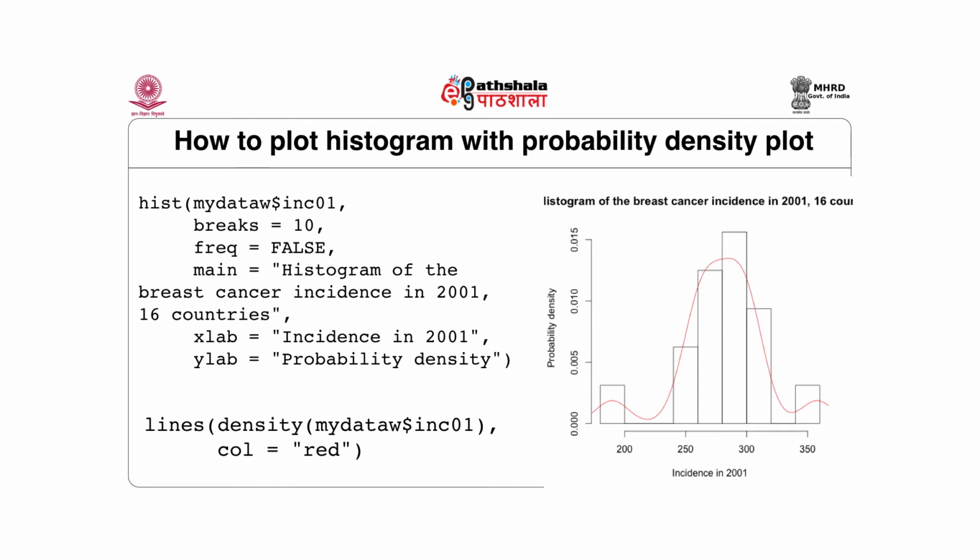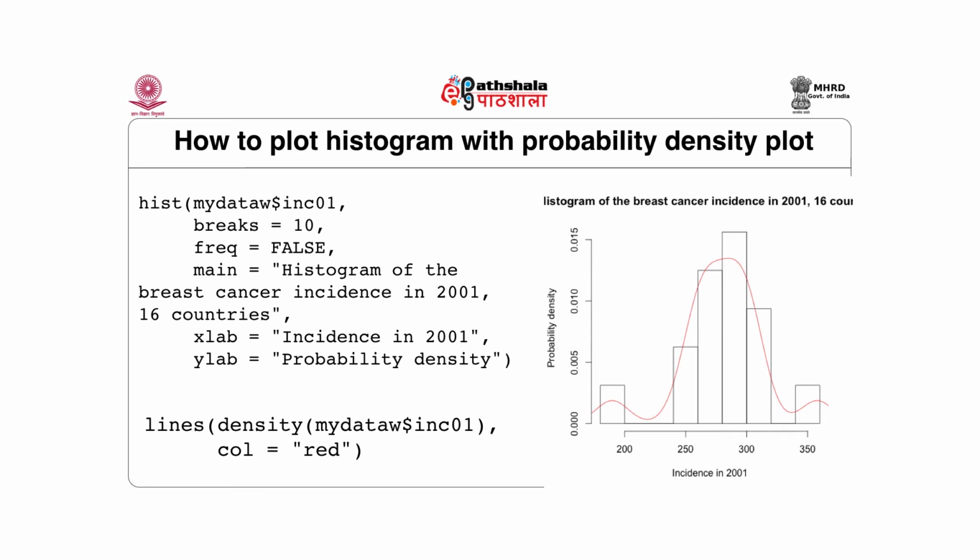As before, the title is given by main, which is histogram of the breast cancer incidence in 2001 in 16 countries. I have used ylab, which is probability density, and then I have used xlab, in which I have labeled the x-axis. I told them that this is incidence in 2001, so that we know what those incidence rates were and how they were divided into the 10 individual groups.